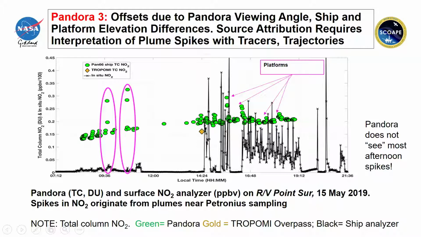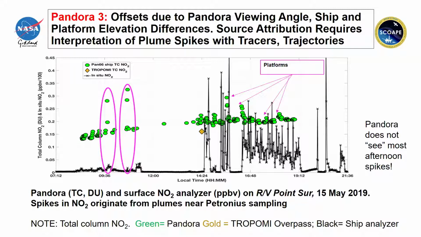So there can be a number of reasons for this. Number one is that we're barely 10 meters above the water. The platforms may be 50. They're flaring at 100 meters above the water. The column that the remote sensor is capturing may not be at all related to what we're sailing through. The Pandora may be pointing in a direction that is away from the source of our polluted air.